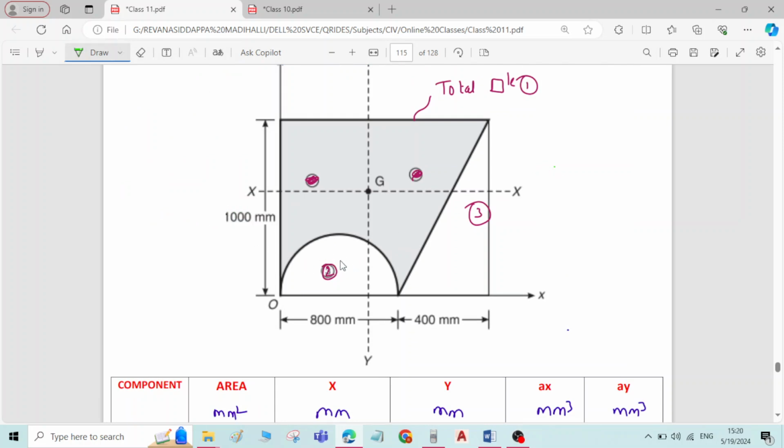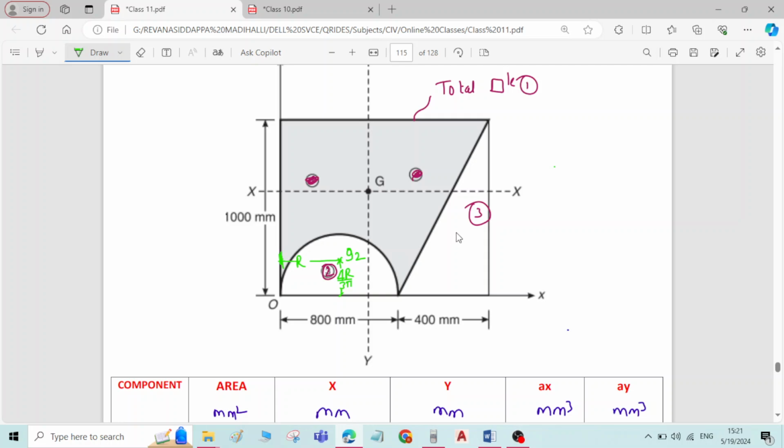If I take G2 as the centroid of the semicircle, for the semicircle, the distance of the centroid from its diameter is always 4r by 3 pi, and from this end point it is equal to the radius.